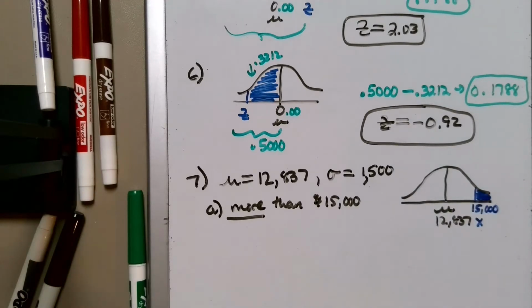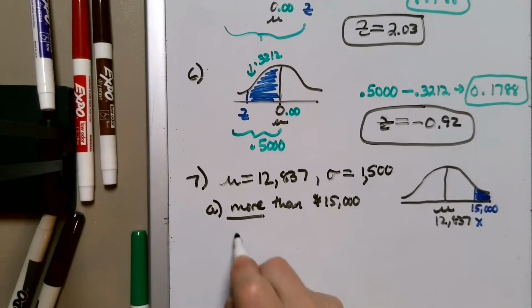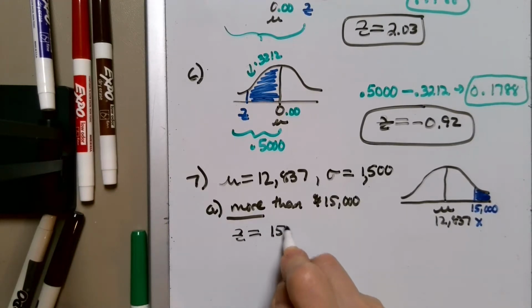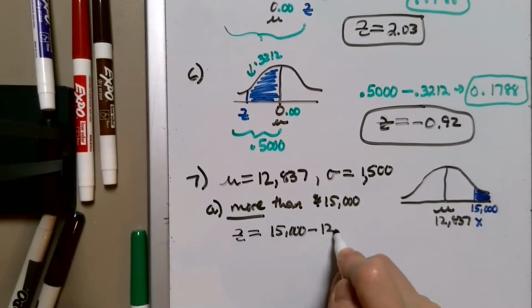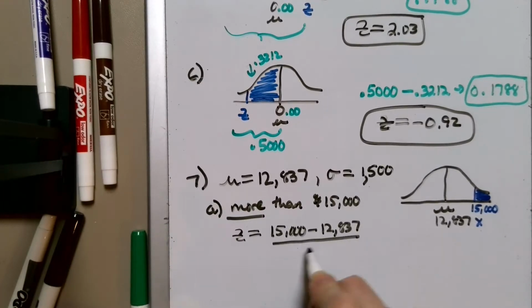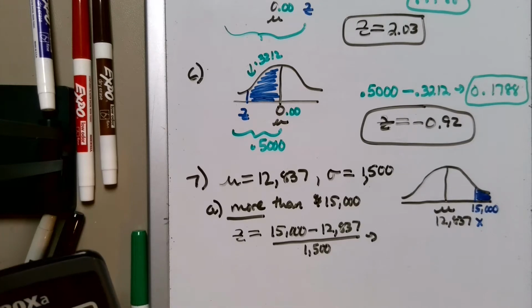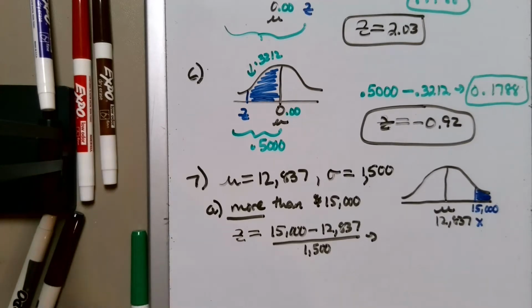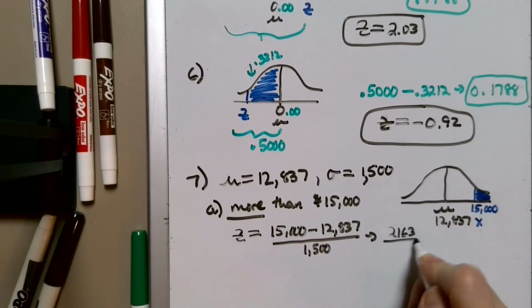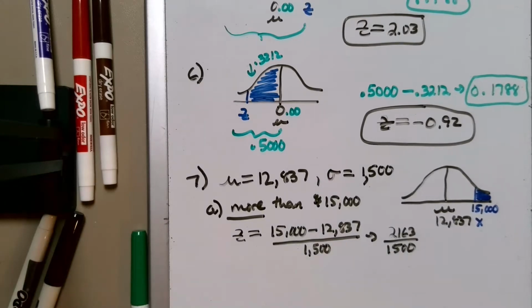So what we have to do is convert our data value x into a z-score using the z formula. So x 15,000 minus mu 12,837 over sigma 1,500. And that's from the formulas page, which you should have when you're taking test 3 and the final exam. So 15,000 minus 12,837, that gives you 2,163, subtract first, over 1,500. Divided by 1,500. This gives you 1.442.